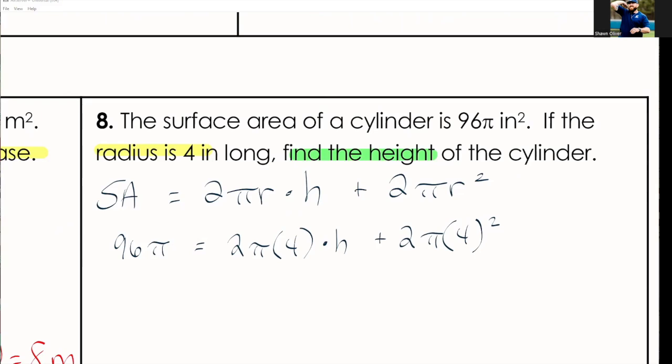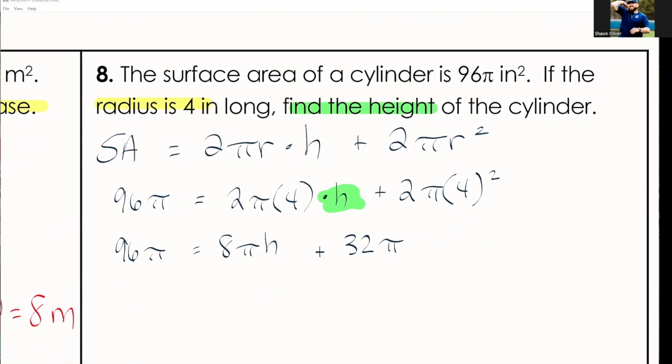So our variable that we're trying to solve for is h. So let's go ahead and reduce that stuff on the right. We get 8 pi h plus 4 squared is 16. 16 times 2, 32 pi. We need to move that 32 to the other side. How do we undo addition? With subtraction. Good. So we subtract 32 from both sides. 96 minus 32 is 64.